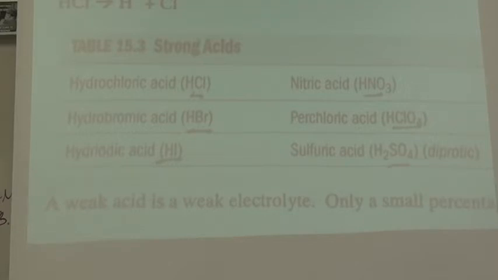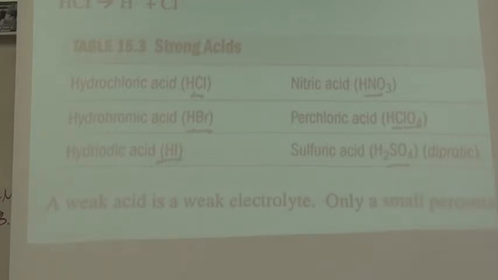Personally, I just memorized the 6 strong acids. But it did get me thinking about Hawaii, which is nice.